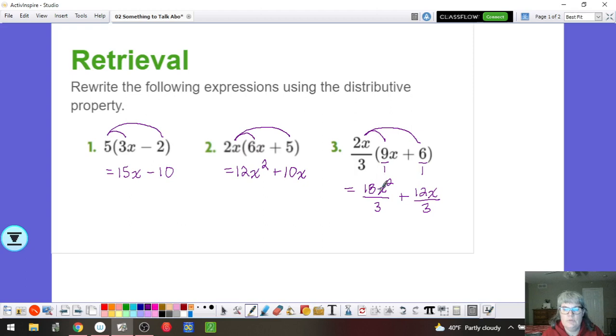And now we're going to simplify our fractions. So 18 divided by 3 is 6x squared, plus 12 divided by 3 is 4x. So that's a review of using the distributive property.